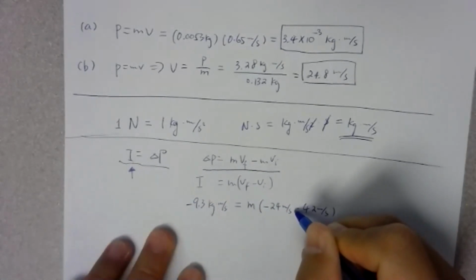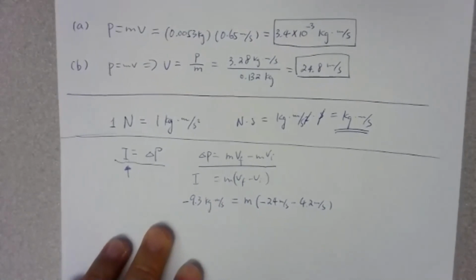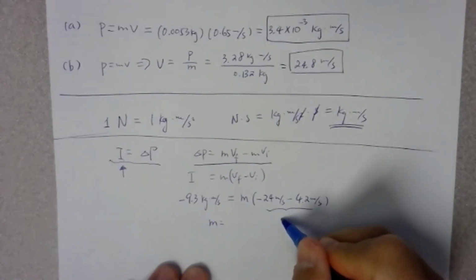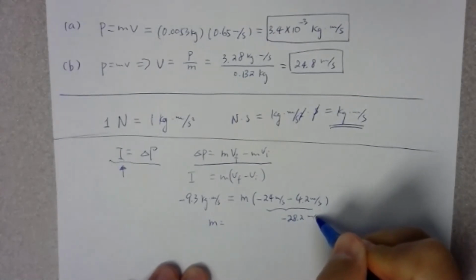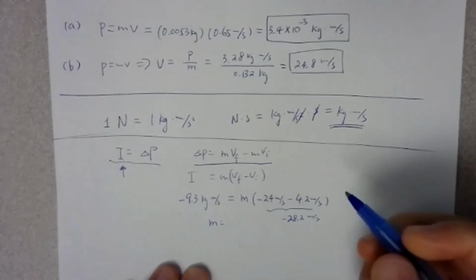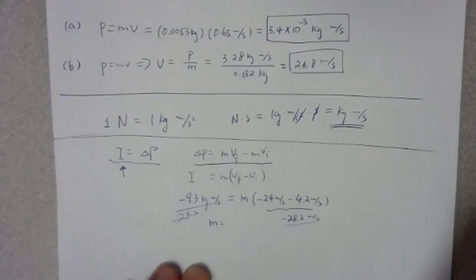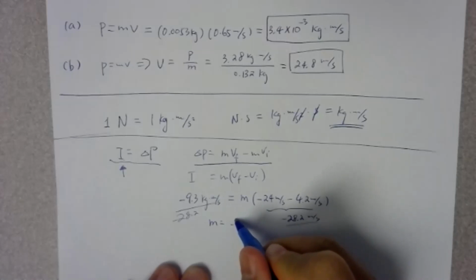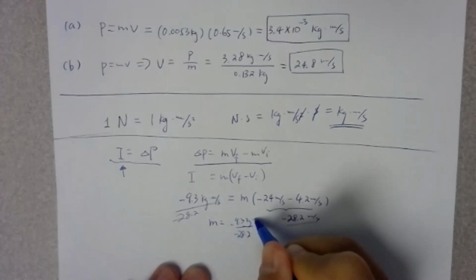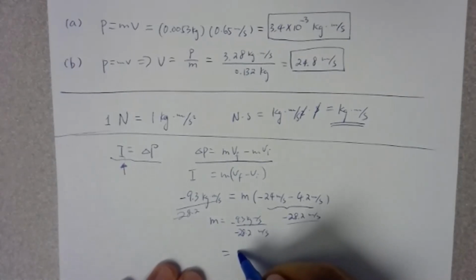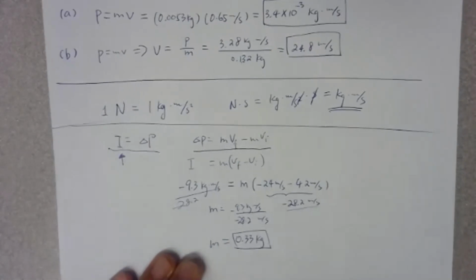Okay, so initial is positive, but you put a negative because it's subtracted from the final. All right, so then your mass should be equal to minus 9.3 over minus 28.2, with kilogram times meters per second on the top and meters per second at the bottom. So this gives you 0.33 kilogram for the mass. Okay, so the mass will be equal to that.